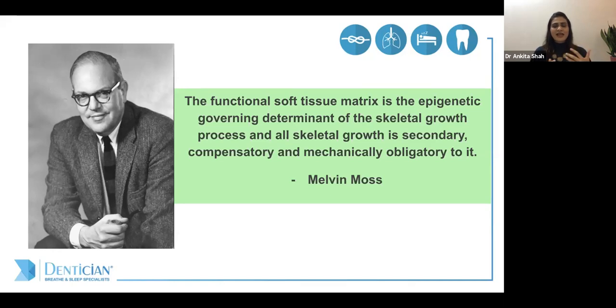Try and recollect the Melvin Moss theory, the functional matrix theory. What was this hypothesis? He said that there are no genes for bone development. In fact, he said that the blueprint or the construction of bone growth lies in the functional matrices. And these functional matrices comprise what? The lips, cheeks, the tongue, the mucosae, the connective tissue, the fascia, the nerves, adenoids, tonsils, airway, everything around it is actually the functional matrices. And any stimulation from these functional matrices is going to guide your bone growth.